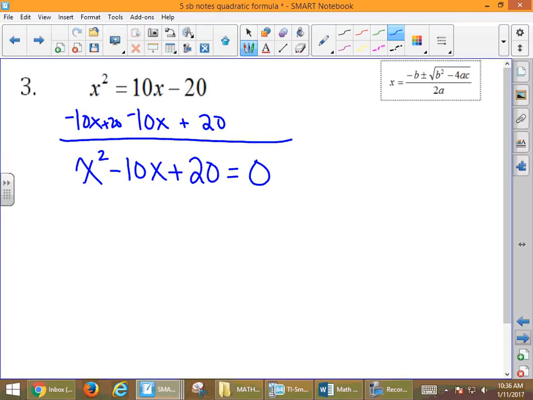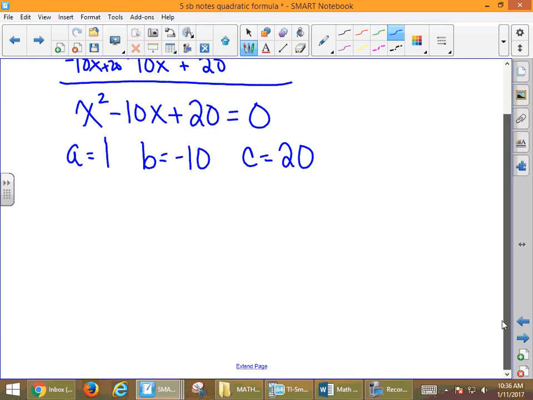But regardless, once we get the equation set equal to 0, we want to identify what A equals, what B equals, what C equals. So A equals 1, and B equals negative 10, and C equals 20. If you have A equals negative 1, B equals positive 10, C equals negative 20, you are fine.